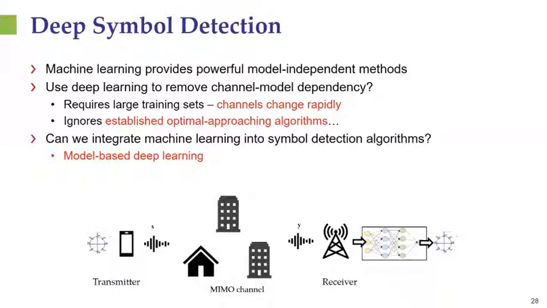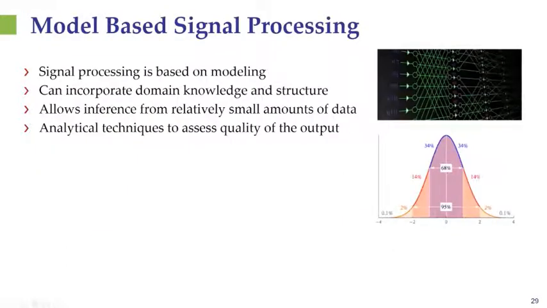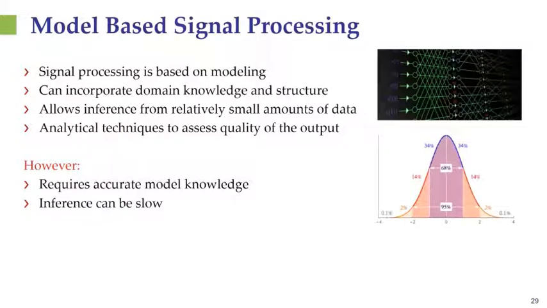rather than generic solutions. In contrast to deep networks, signal processing and communication are in general based on physical models. This allows us to easily incorporate domain knowledge and structure into the methods. It also allows us to perform inference with small data sets and to easily assess the quality of the output. The main drawback, however, of traditional signal processing methods is that they rely on accurate model knowledge that we already spoke about in the context of communication. And in addition, inference can often be quite slow and difficult to implement.